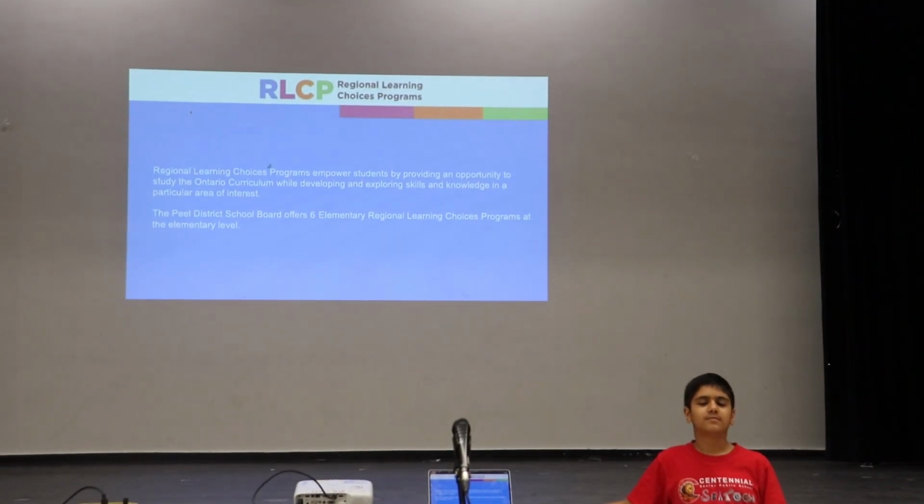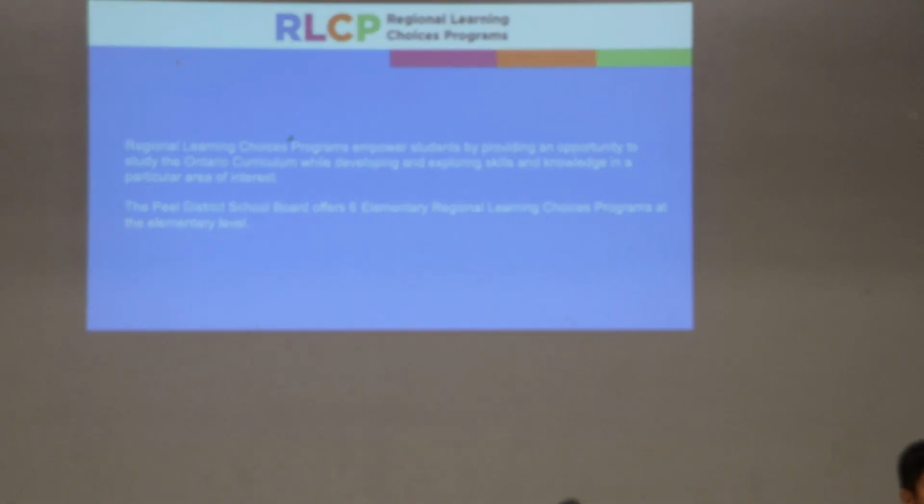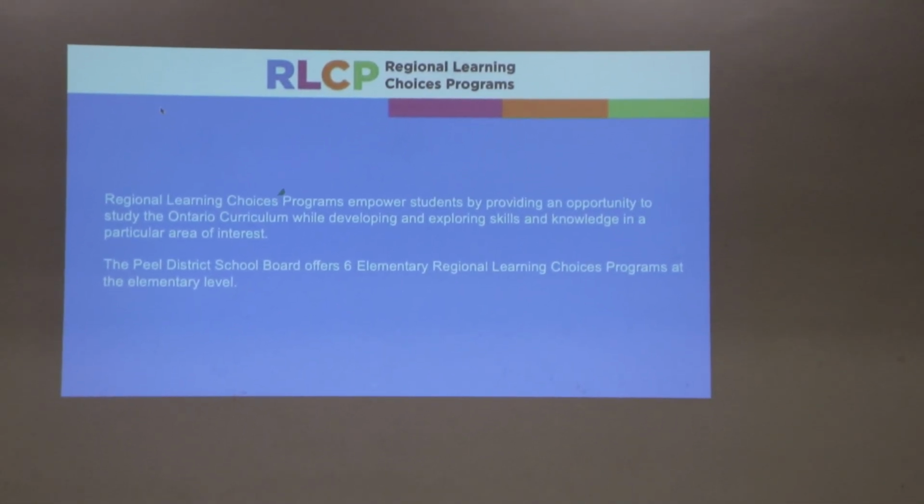Regional learning programs empower students by providing an opportunity to study the curriculum while developing and exploring skills and knowledge in a particular area. To expand a little on that, part of our Scitech program involves what's called Scitech Core. Scitech Core, once a week, is an opportunity for students to collaborate with students who may or may not be in their class, with a focus on something that might be of interest to them. It could be robotics, it could be agriculturally based items, it could be a social justice piece. There's a variety of different ways the students can work on different things throughout the curriculum, but also have an opportunity to learn and grow with other students that aren't in their class every day.